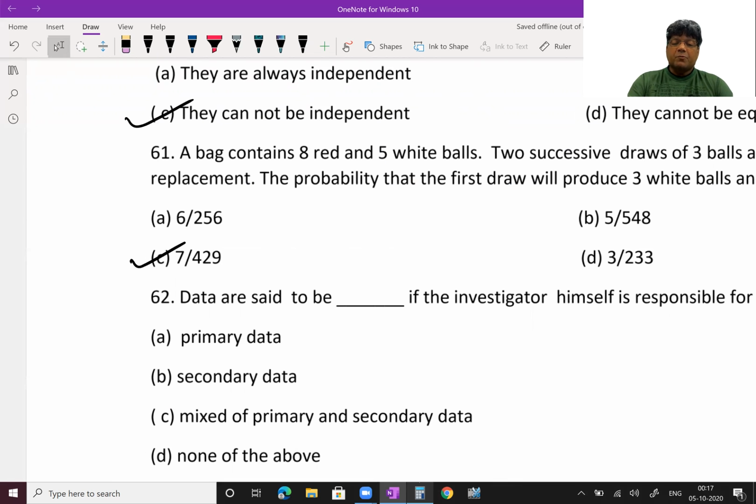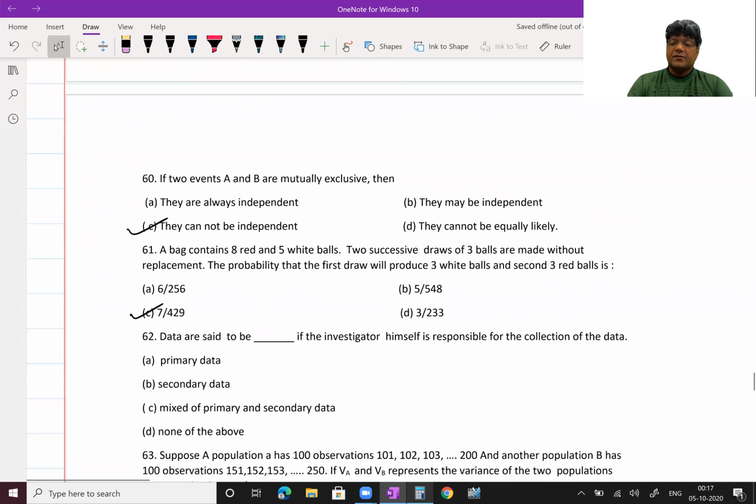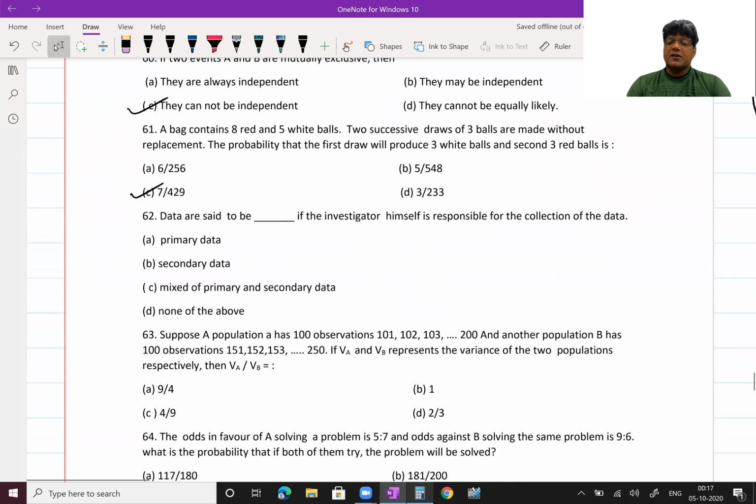Data are said to be dash if the investigator himself is responsible for the collection of data, obviously primary data. Because the data which will be collected by the investigator by doing the investigation himself is obviously primary data.